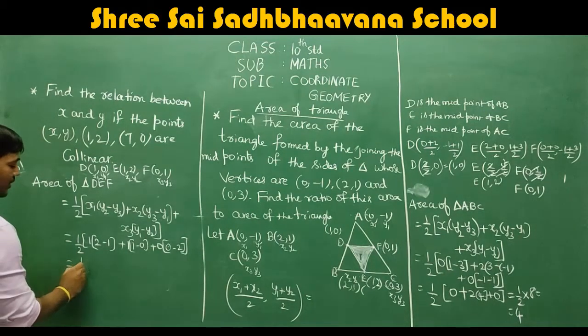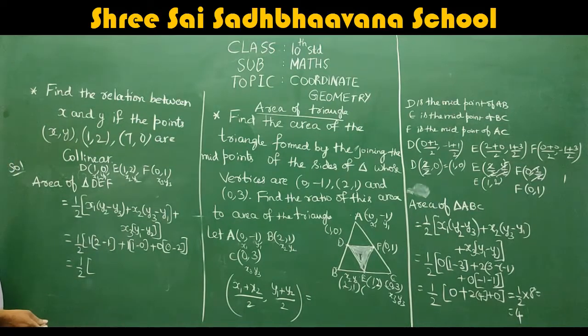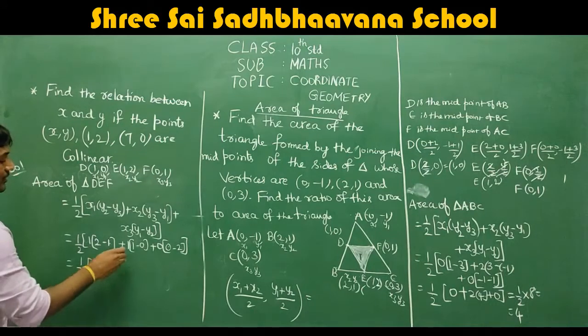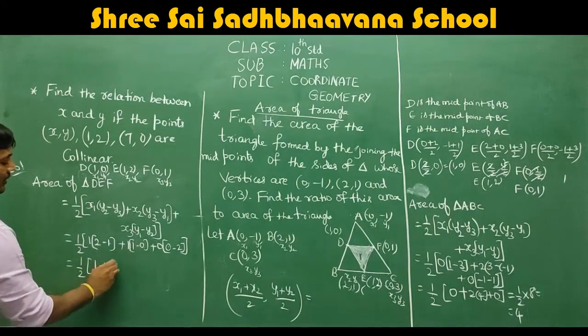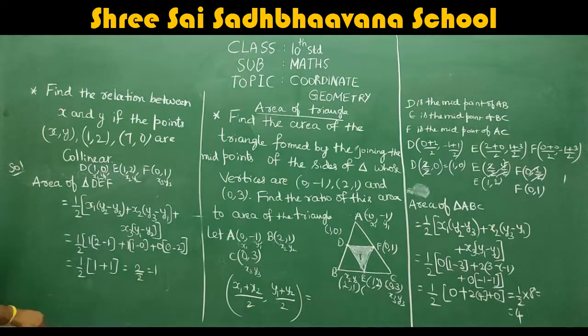So what you get? Half into 1 into 1, isn't it? So 1 plus, again here 1 minus 0 is 1. So 1 into 1, that is 2. So 2 by 2, which is 1. So we got area of triangle DEF as 1.